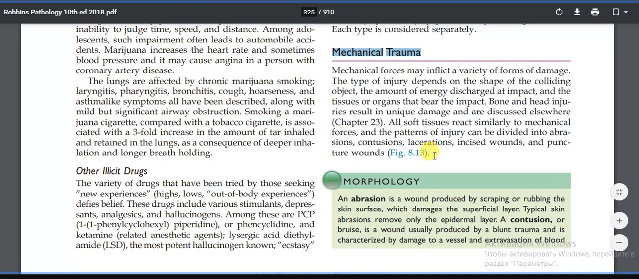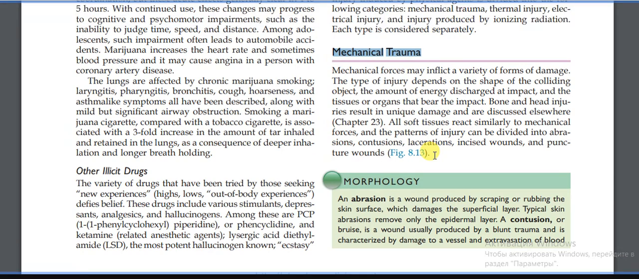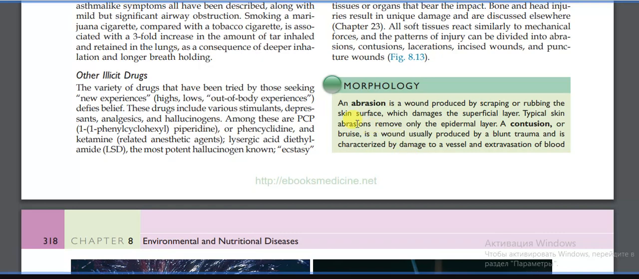Also, tissues react similarly to mechanical forces, and the patterns of injury can be divided into abrasions, contusions, lacerations, incised wounds, and puncture wounds. So you know all of them. Mechanical trauma causes cell injury, and the reactions and response to this injury you already heard about in the topic about cell injury, and it is followed by inflammatory reactions. Okay, let's talk about this in detail.